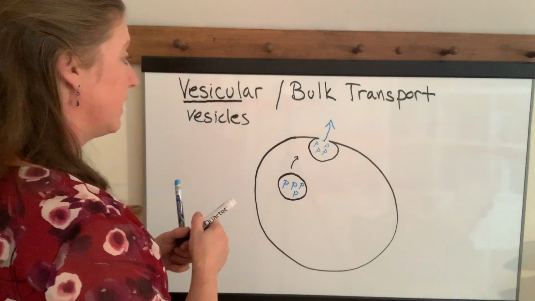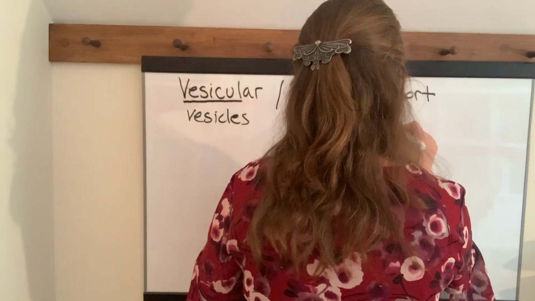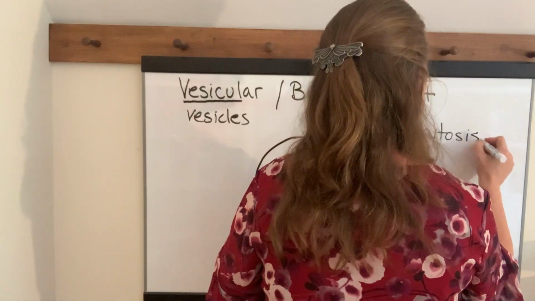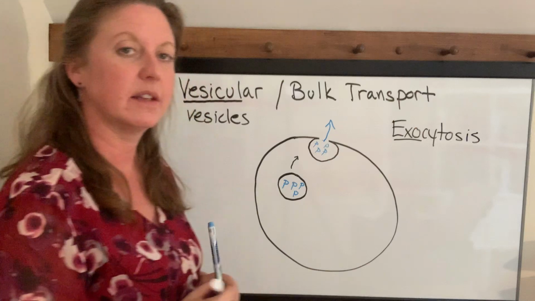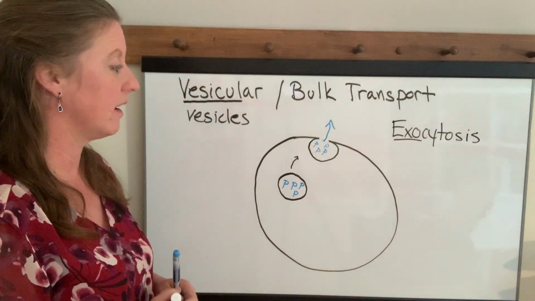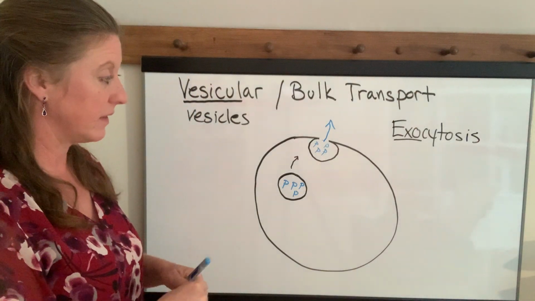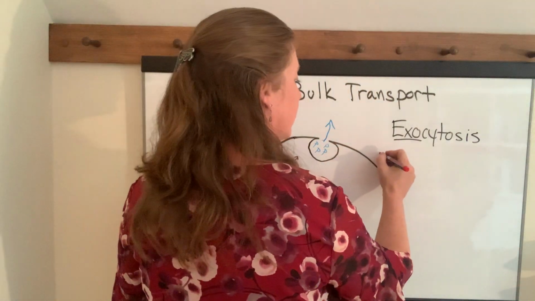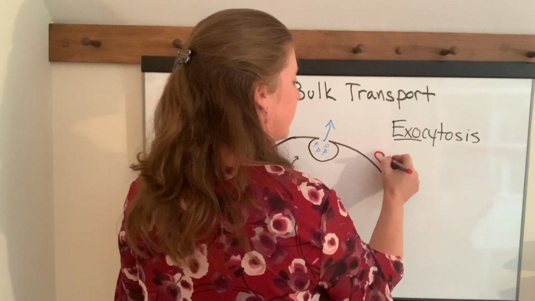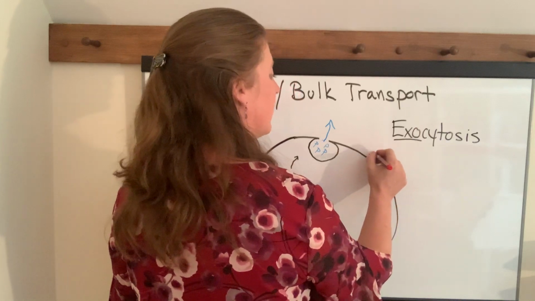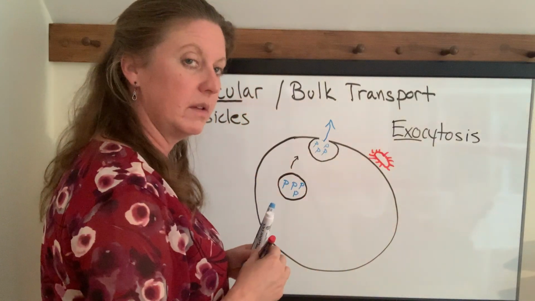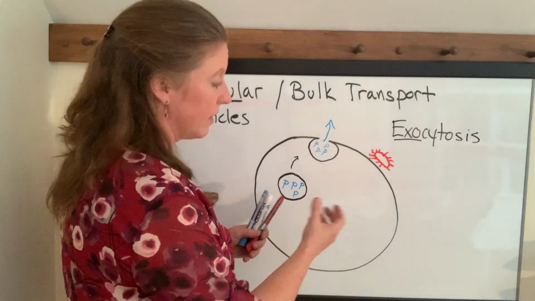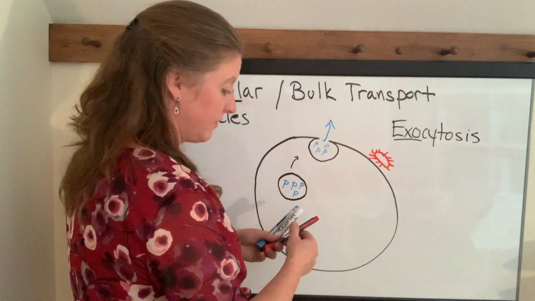Now this process is known as exocytosis. Exo for exit, moving it to the outside of the cell. The same thing happens, however, if a cell needs to bring something in. So let's say that we have outside of the cell some kind of bacterium. The cell, in order to take it in, will do exactly the opposite of this.